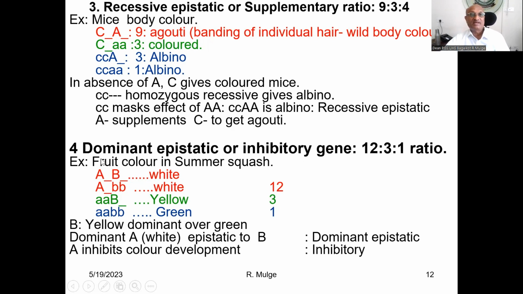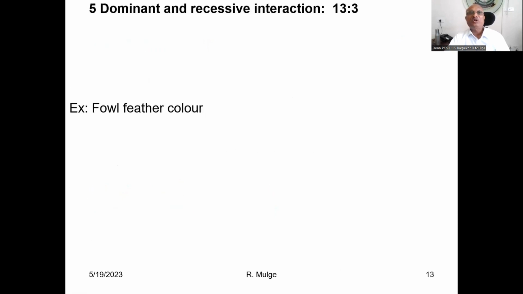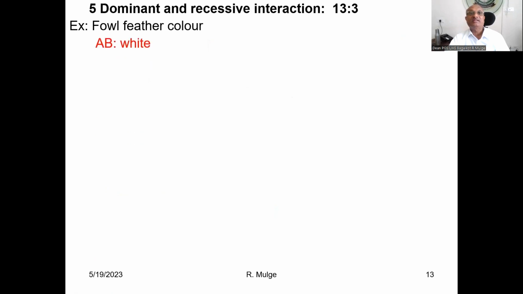And dominant epistasis, as I told you, is where either of these genes in dominant condition gives one category of phenotype, that is the white color, and all the rest is not that. You can explain these terminologies like that. It doesn't matter; what matters is the ratio, 12:3:1. Then one more type of epistasis is dominant and recessive interaction, 13:3. The example is feather color in poultry birds.